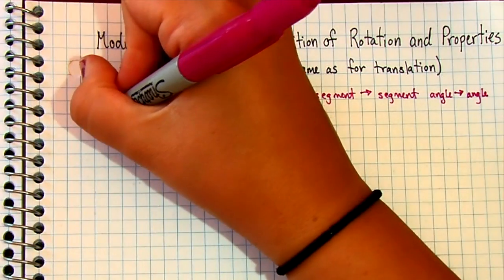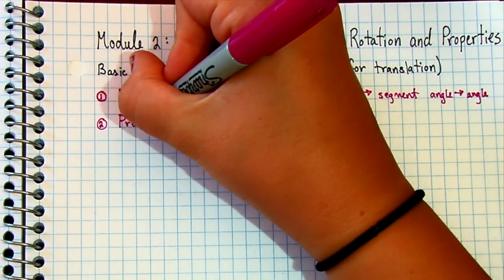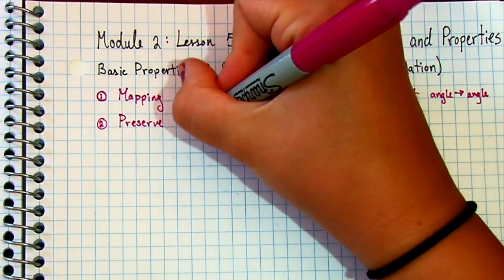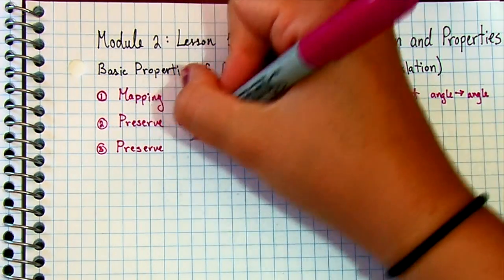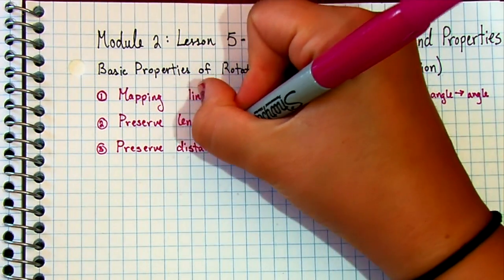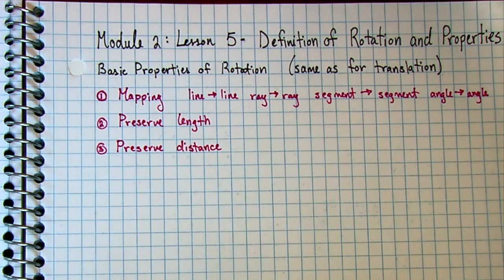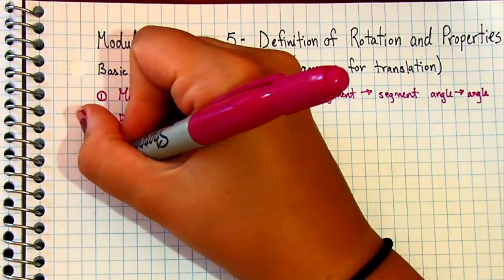Our second property preserves length or distance. And our third property preserves the measure of an angle. So I didn't write that down, but I would like you to. We're talking about the measure of an angle.